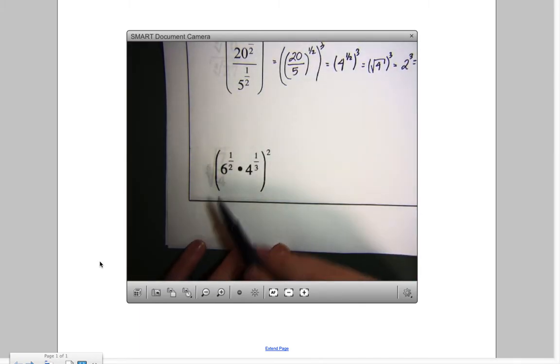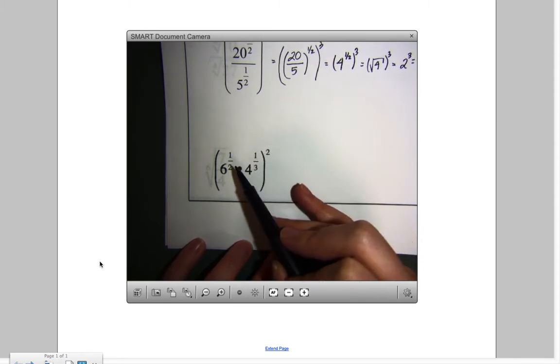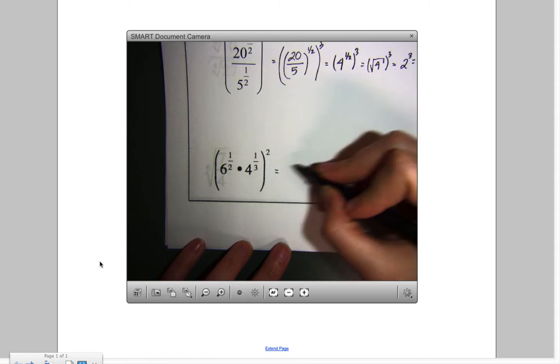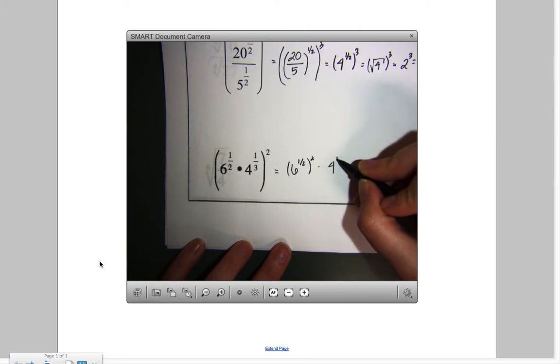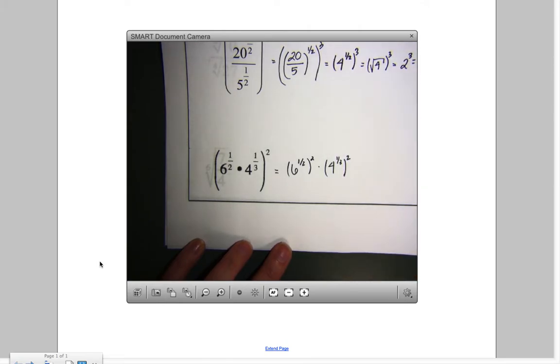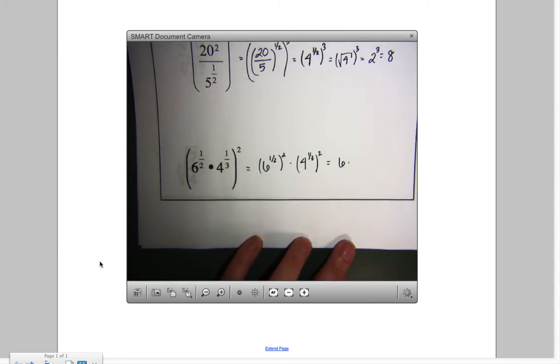On this last one, notice that the bases aren't the same and neither are the exponents. So what we're going to do first is raise each exponent to the 2nd power. And when we do a power to a power, we multiply. So we've got 6 to the 1/2 squared times 4 to the 1/3 squared. 1/2 times 2 is just 1, so we're just left with 6. And we've got 1/3 times 2, which is 2/3. There's nothing else I can do here because the bases are not the same and neither are the exponents, so that's as simplified as it's going to get.